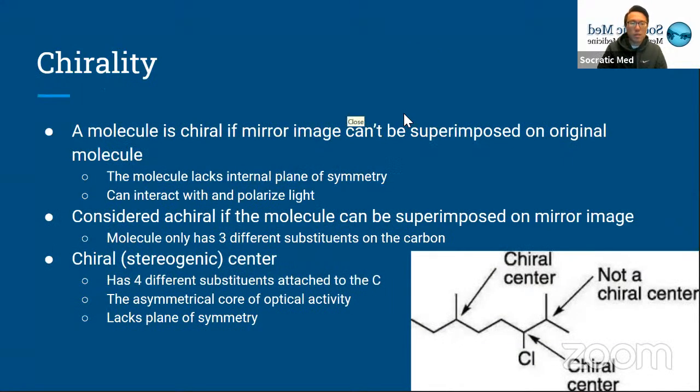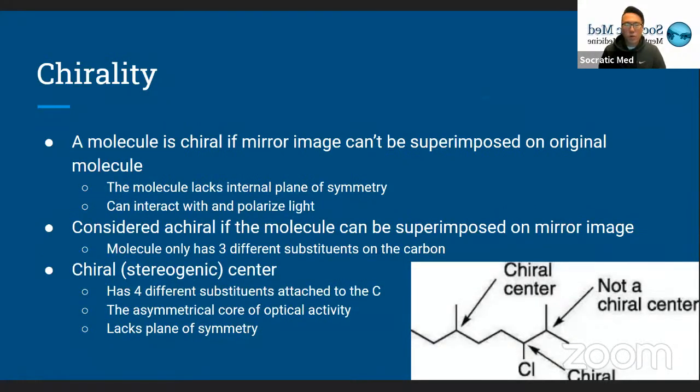So next thing I'm going to go over is chirality. This is needed before going into the other stereoisomers known as configurational isomers. For chirality, a molecule can be considered chiral if the mirror image can't be superimposed on the original molecule. So this means the molecule lacks an internal plane of symmetry. If you cut a molecule in half and it's symmetrical, then it would be considered achiral.